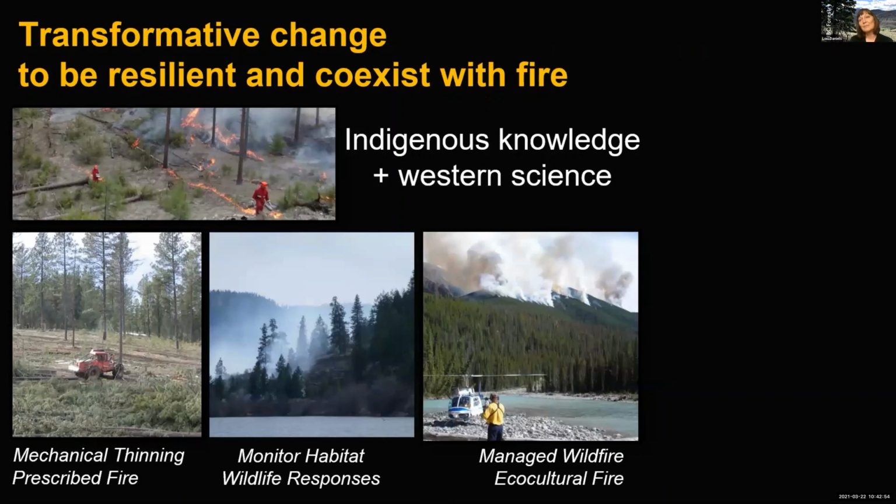So I'll conclude here by reiterating a message that I've sent many times since 2017 and 2018, the catastrophic fires in BC. Transformative change is urgently needed now. We need to act so that our forests and our communities will be resilient as climate continues to change. And we need to learn to coexist with fire. The tools are available to us.